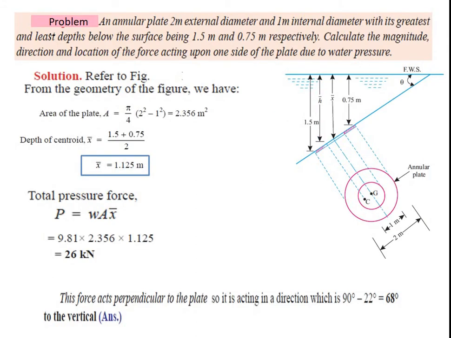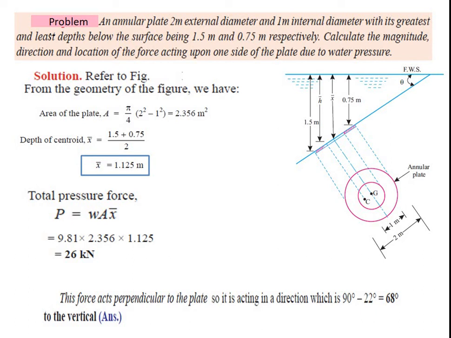This is one more problem. An annular plate of 2 meter external diameter and 1 meter internal diameter, with its greatest and least depth below the surface being 1.5 meter and 0.75 meter respectively. Calculate the magnitude, direction and location of the force acting upon one side of the plate due to water pressure.